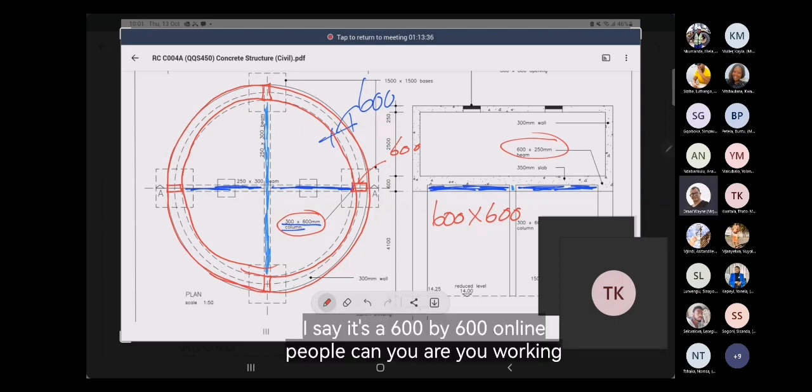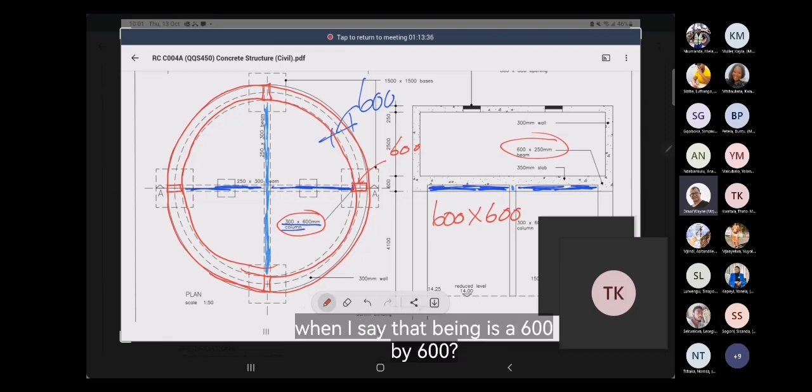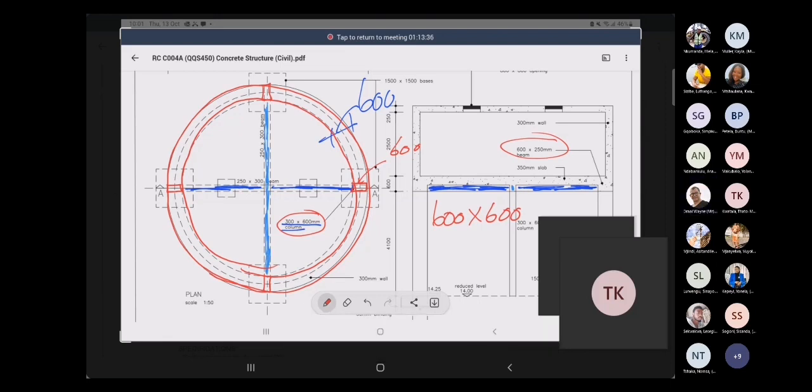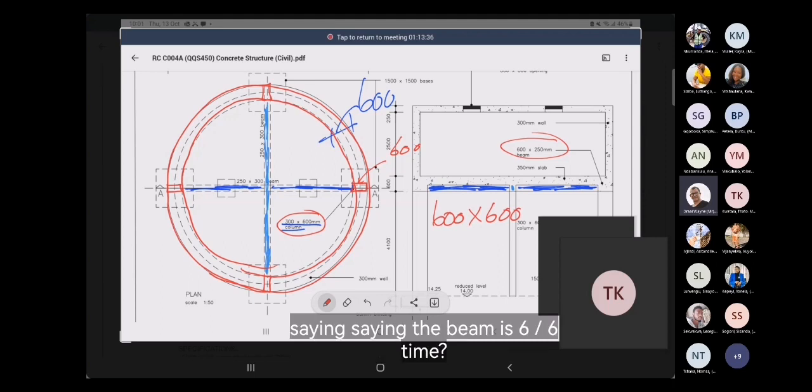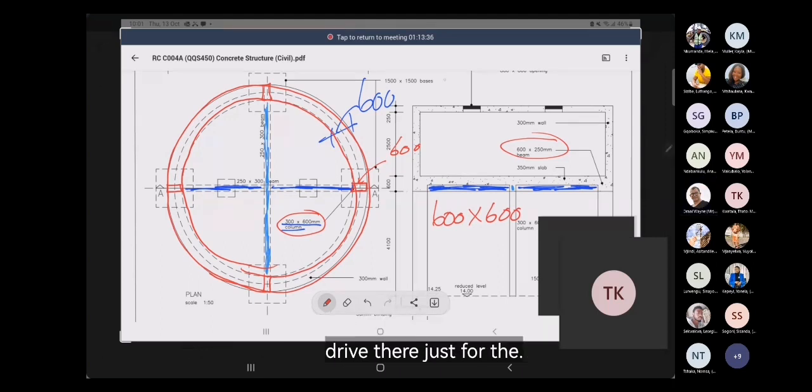Online people, are you with me when I say that beam is a 600 by 600? No response. Come again? No. Then someone put a thumbs up. Okay, another thumbs up over there. Right. Can you guys see what I'm seeing? So the beam is 600 by 600. Do you not see? Okay. Just hold it right there.